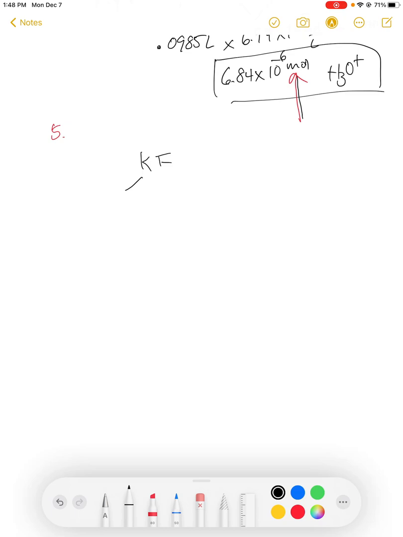The K comes from a strong base, okay? And that means that this has no acid-base properties whatsoever, because remember that the stronger the base or the acid, the weaker its conjugate. So no acid-base properties.